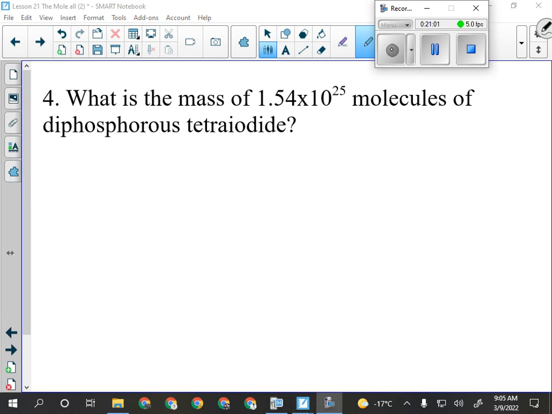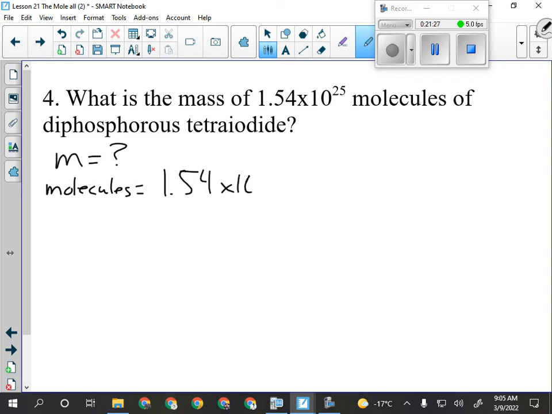Okay, so same as before, write down our givens. The first thing we're told is we're looking for the mass. What is the mass? So I know that in the end, I've got to come up with little a. The next thing they tell me is the number of molecules, and it's 1.54 times 10 to the 25.